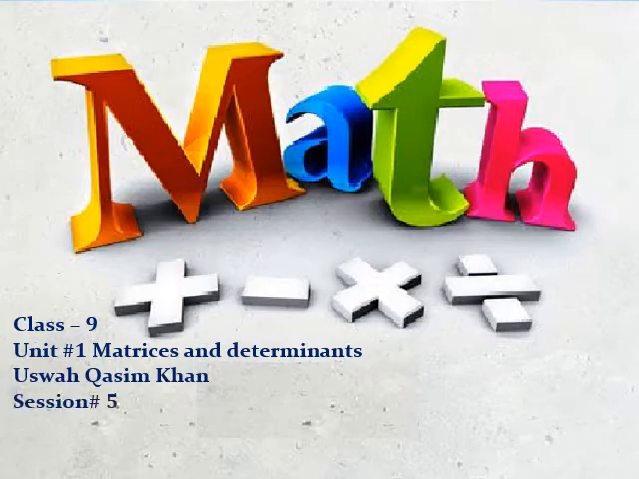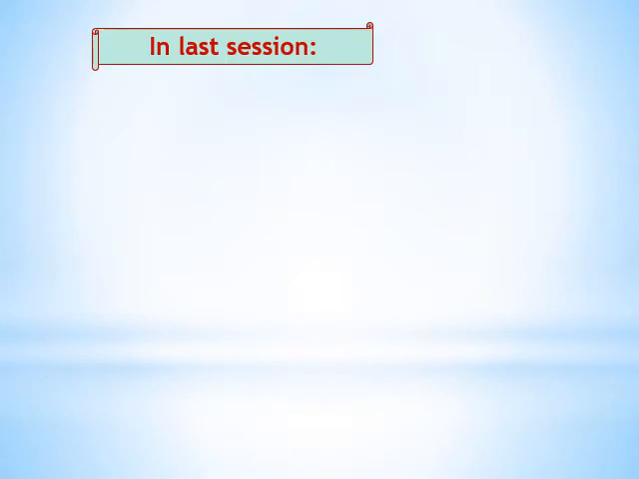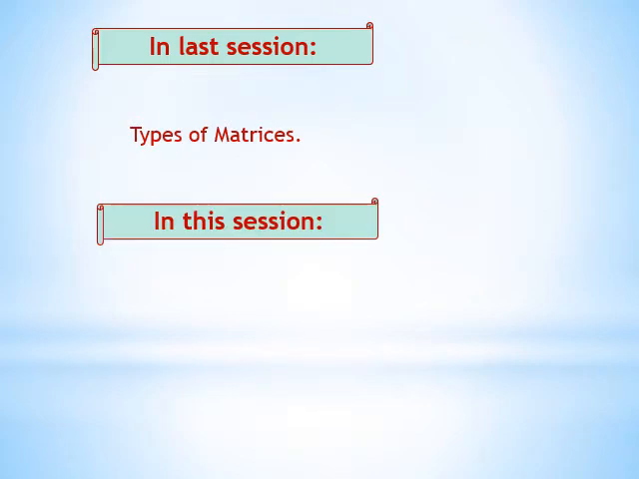Class pre-9, unit number 1, matrices and determinants. This is our session number 5. In the last session, we discussed types of matrices and their definitions. Now in this session, we will implement, or you can say apply, these definitions, and we are going to solve exercise 1.2 with the help of these definitions.